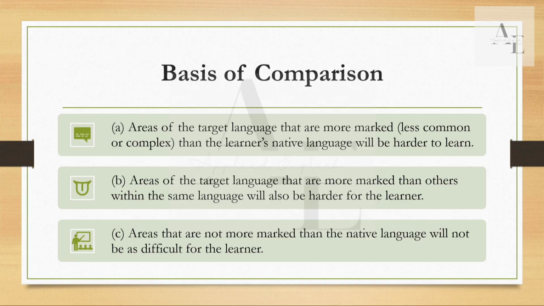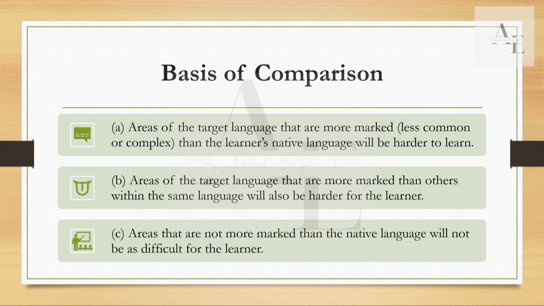First, if there are areas of the target language that are more marked, less common or more complex than the learner's native language, they will be harder to learn. We'll talk about examples of these points after this slide. So when there is a feature that is more marked in the target language than in the native language, it will be hard to learn.